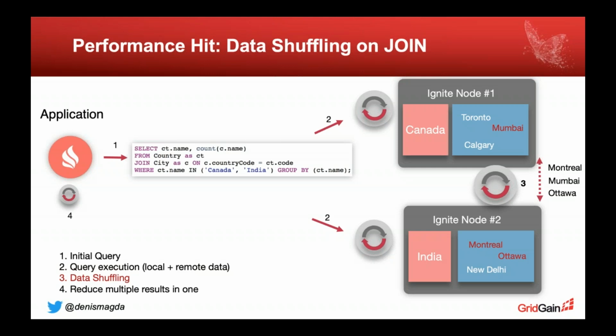And during the join phase, we have step 3. With that step 3, there is data shuffling, there is data movement between Ignite node 1 and node 2, because node 1 doesn't have all the records, and the same is true for node 2. And this can cause performance degradation for your cluster, especially if you join relatively large data sets.